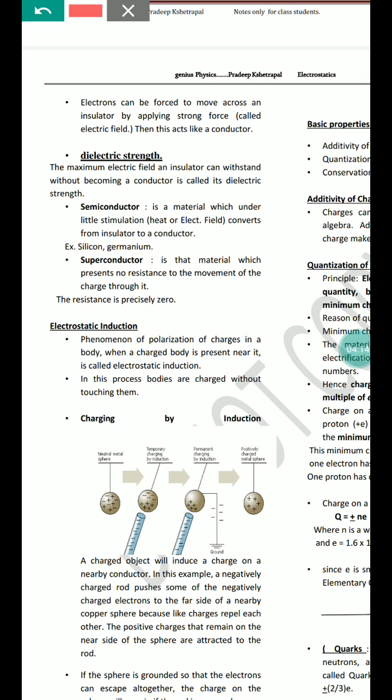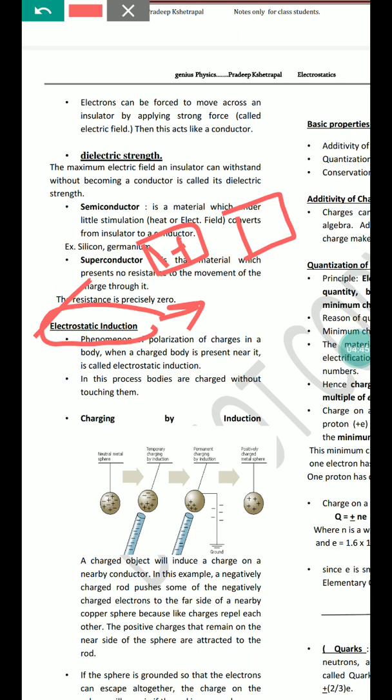After superconductors, there is the property of electrostatic induction. Basically, we use an induction cooker at home. What is the word induction? Induction is the polarization of charge in a body or charging a body without any contact between the two bodies.